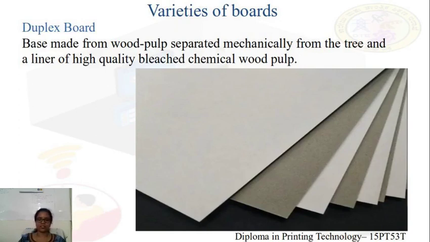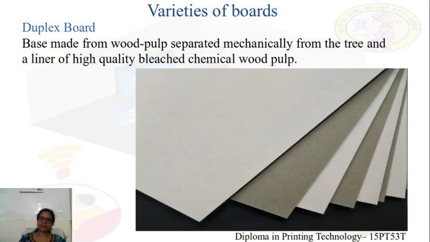Now the upper side that is smooth is known as face, and the back or the lower side, the other side of the board, is known as back. While the surface of the face is smooth, the surface at the bottom is always made rough. What is mentioned in this picture as gray is the back of the board. Also, the white color is the face of the board.